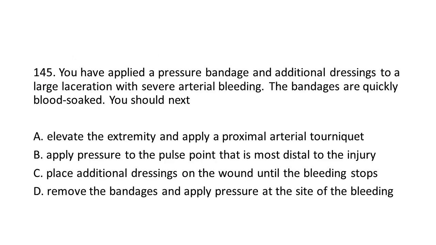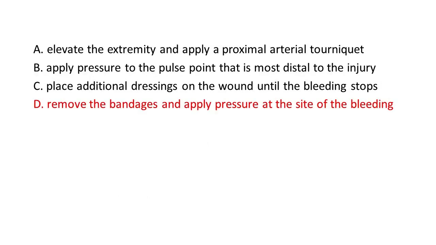145. You have applied a pressure bandage and additional dressings to a large laceration with severe arterial bleeding. The bandages are quickly blood-soaked. You should next A. Elevate the extremity and apply a proximal arterial tourniquet. B. Apply pressure to the pulse point that is most distal to the injury. C. Place additional dressings on the wound until the bleeding stops. D. Remove the bandages and apply pressure at the site of the bleeding. The answer is D. Remove the bandages and apply pressure at the site of the bleeding.